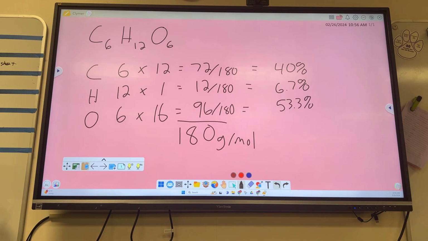Now I skipped a step in there and went right to the percents. I did the multiply by 100 in my head because it's just moving a decimal point.